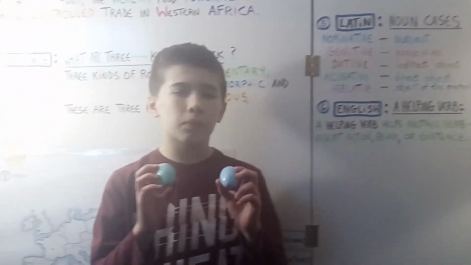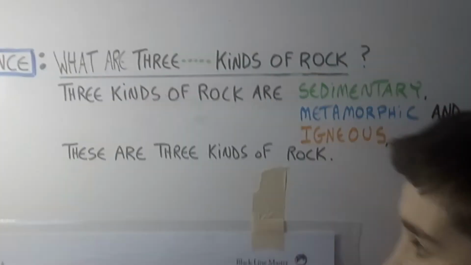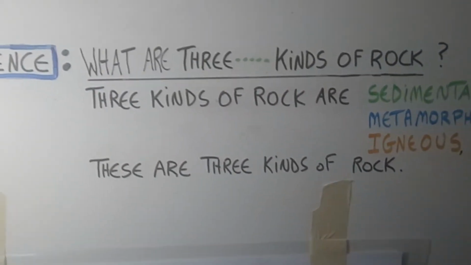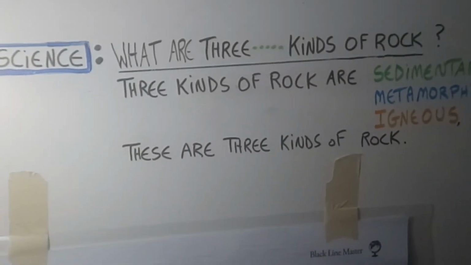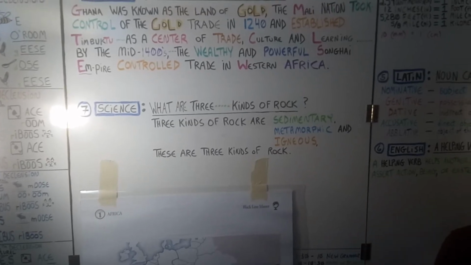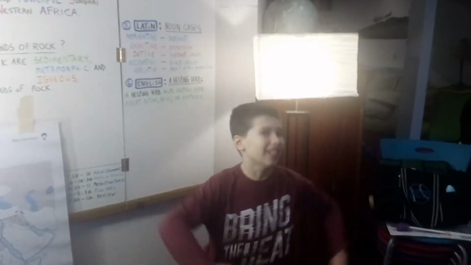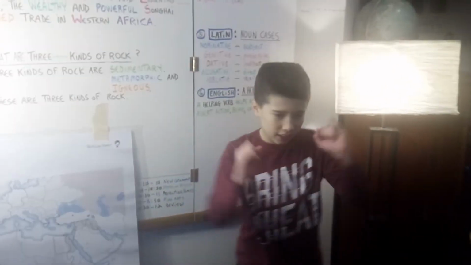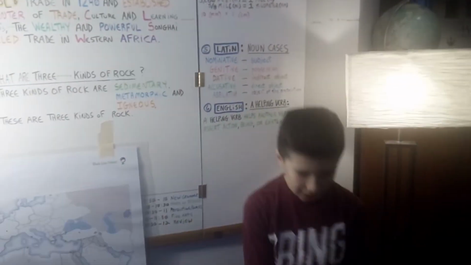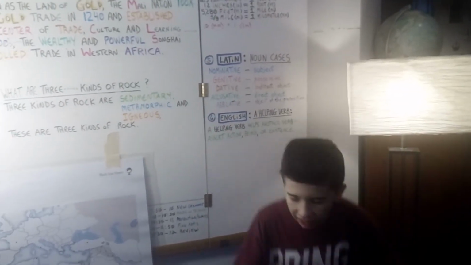And then finally we have, what are 3 kinds of rock for our science? And we're going to do Old Time Rock and Roll. What are 3 kinds of rock? 3 kinds of rock are sedimentary, metamorphic, and igneous. These are three kinds of rock.